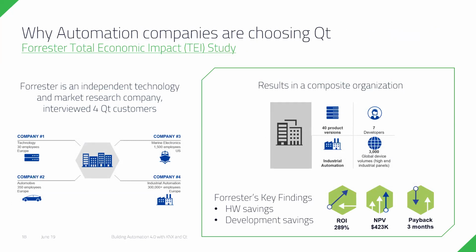We asked an external company called Forrester to do a Total Economic Impact Study, and they told us the result in a composite organization across 4 companies from usage of Qt, for a company delivering 40 product versions, having 7 developers in the building automation market, with a global device volume of 3,000 units. The return on investment is above 250%.